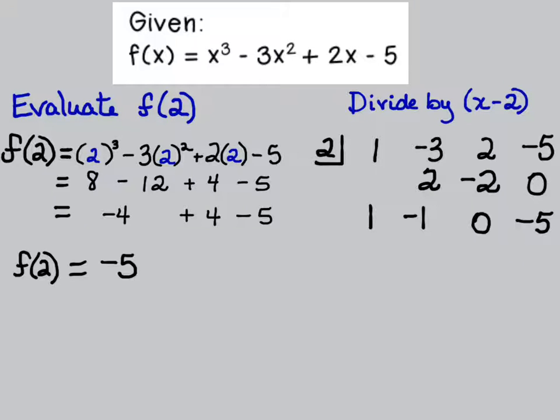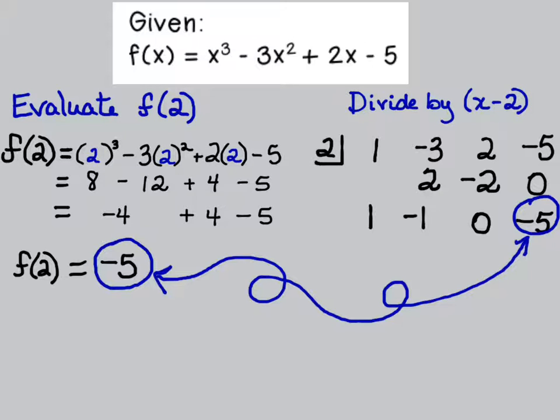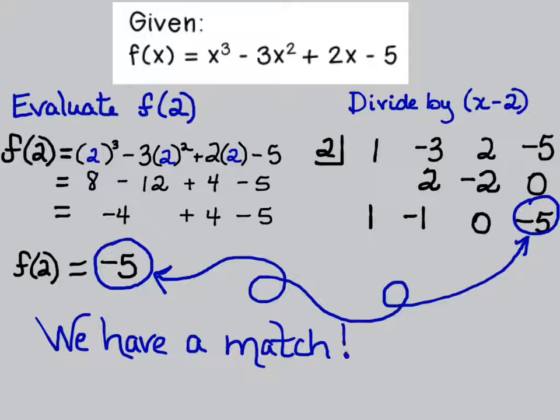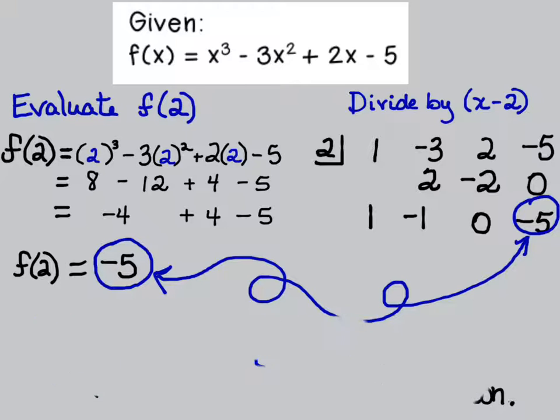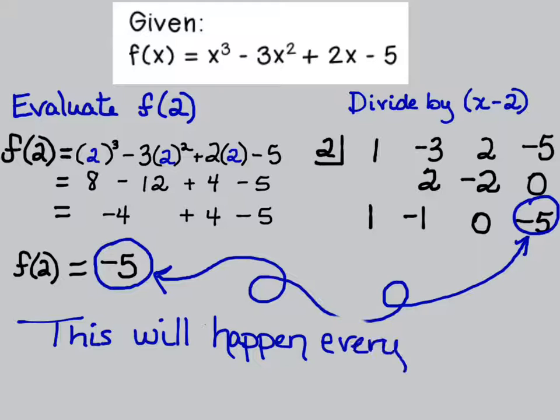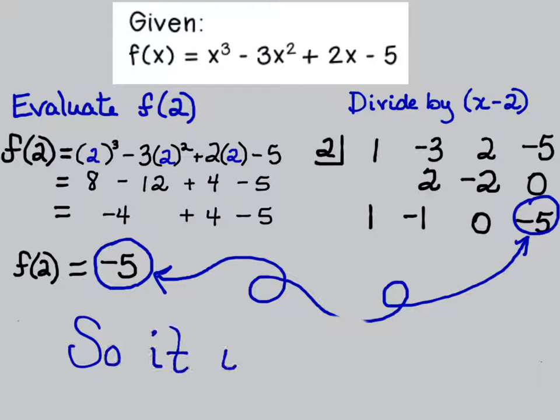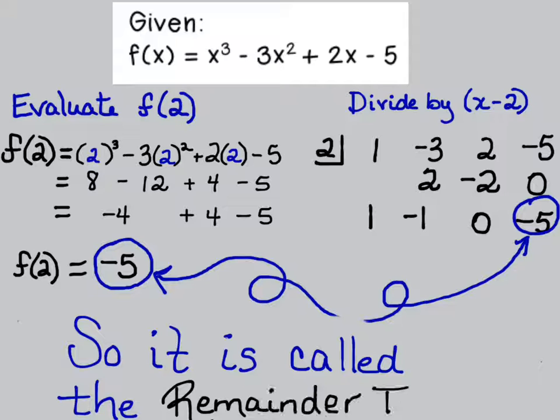Now when you're doing this, you don't have to put the variables back in. You're just looking at the remainder. That's why it's called the remainder theorem, so let that set in. What I do want you to know is that these two match, and that is not by coincidence. That's going to happen every single time. The remainder will match what we use to evaluate. And again, this will happen every single time, and that's why it is called the remainder theorem. So whenever you see the instructions use the remainder theorem, your answer is the remainder.